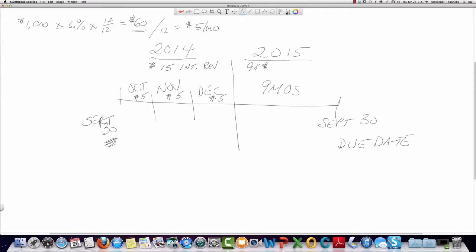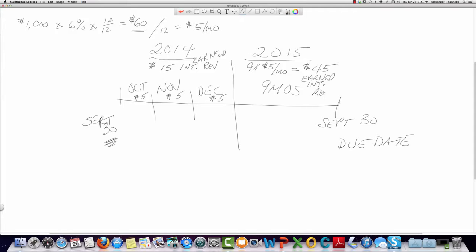In 2015, we have 9 months times the $5 per month, which is going to be 45. So 45 is earned in 2015. And that's, again, interest revenue. And, of course, this is earned as well.